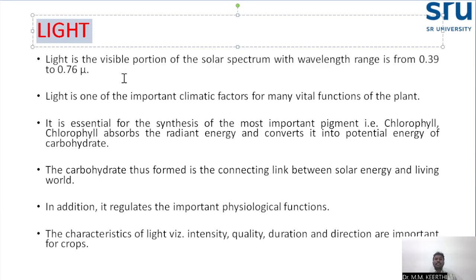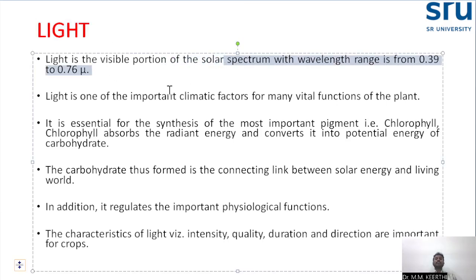Next we are talking about light. Light is nothing but the visible portion of the solar spectrum. What portion of the solar radiation can we see visually? That is called light. Around 0.39 to 0.76 micron comes under light. Light is one of the important factors for plant growth. It is a vital function of the plants. It is essential for the synthesis of the most important pigment, chlorophyll. The chlorophyll formation is based on the light. It is converted to the potential energy of carbohydrates, so the carbohydrates form the link between the solar energy and the living world.